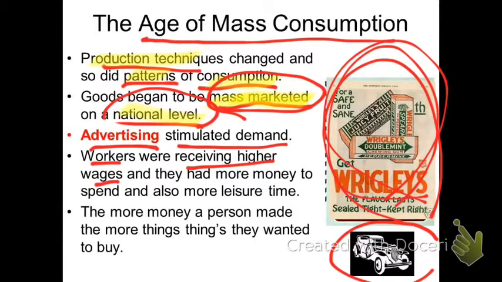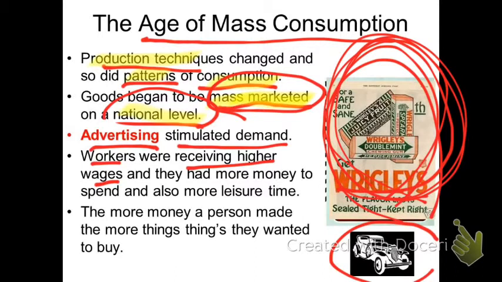It just makes sense. If Wrigley Brothers is selling lots of gum and they have lots of employees, they're making lots of money, what can they afford to buy? Well, they go out and buy cars. It's just the way it works. So anyway, workers were receiving higher wages than ever before. They had more money to spend. They had more money than ever before to spend.